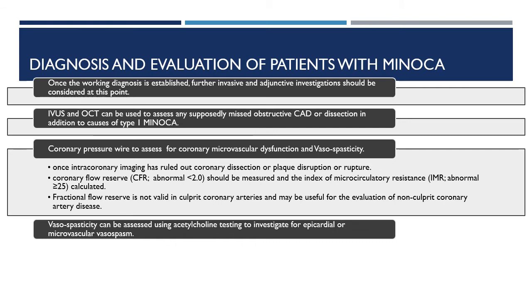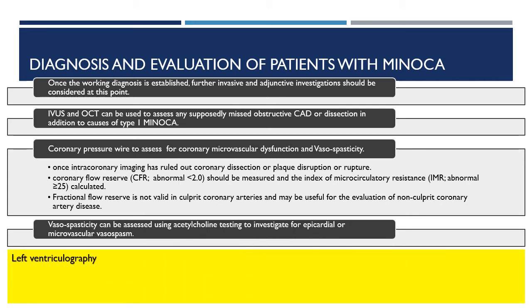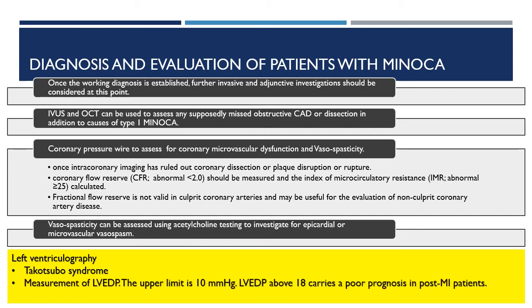Vasospasticity can be assessed using acetylcholine testing to investigate for epicardial or microvascular spasm. And lastly, left ventriculography to look for Takotsubo syndrome. Measurement of left ventricular end-diastolic pressure can be done during left ventriculography, and the upper limit is 10 mm of mercury. Left ventricular end-diastolic pressures above 18 mm of mercury carry a poor prognosis in post-MI patients. And also wall motion assessment as determined from epicardial territorial distribution of akinesis. So all these investigational modalities can be used in order to establish or refute the diagnosis of Minoca, and sometimes most of them will be required in order to reach a definitive diagnosis.